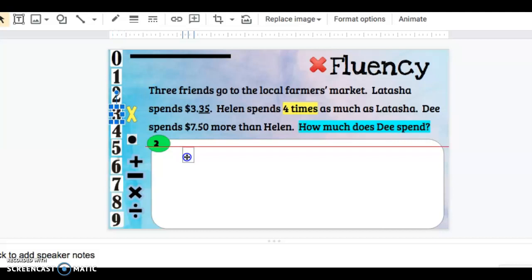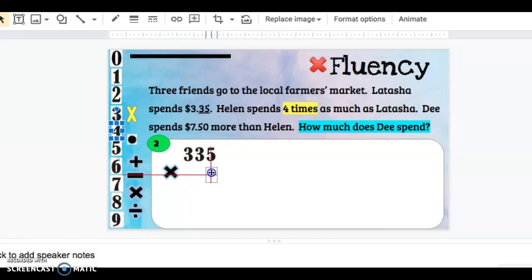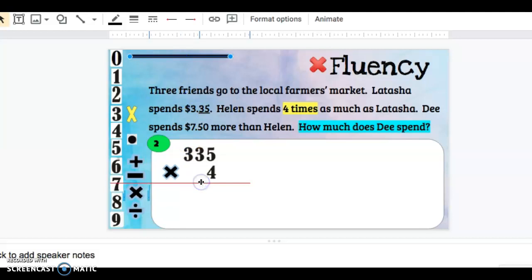So I do 3.35 times 4. And then I drag my line down and I begin to multiply. 5 times 4, 20. So I put my 0.